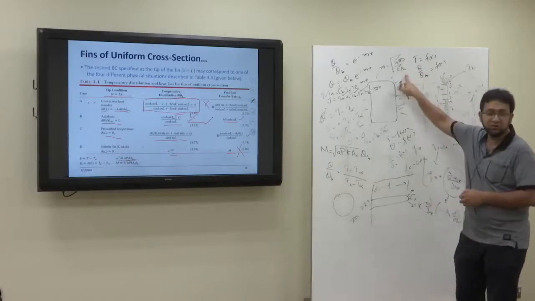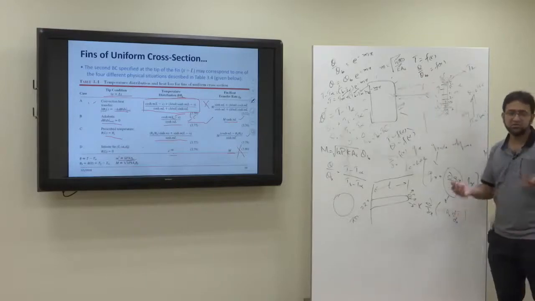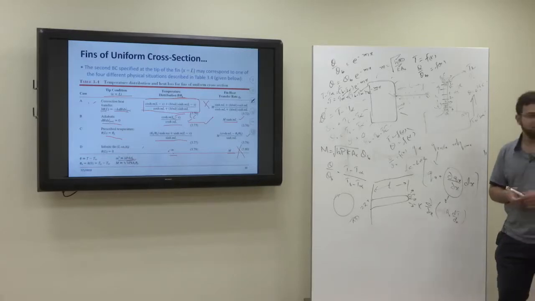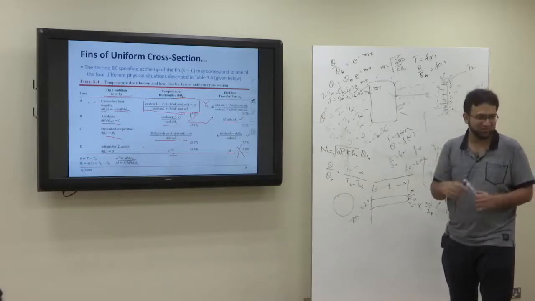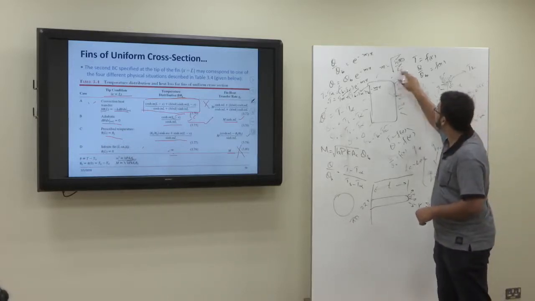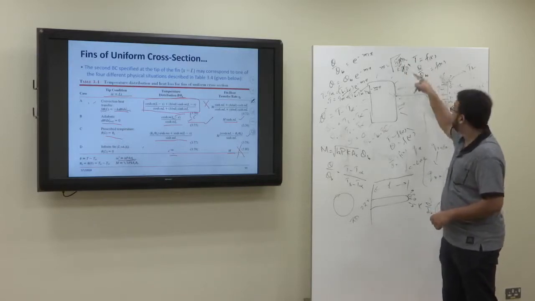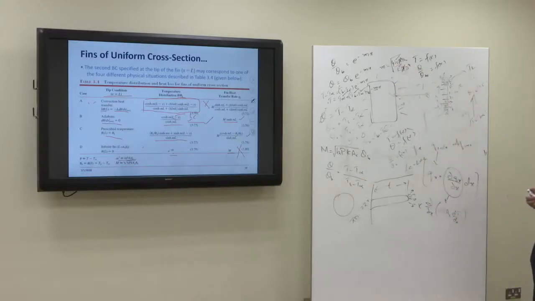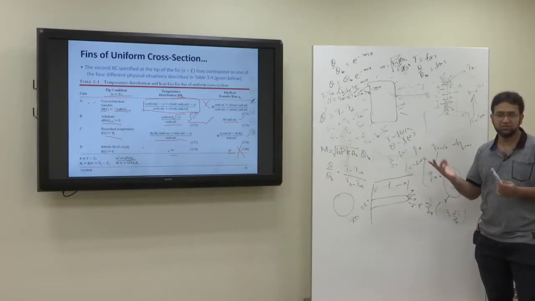Now tell me, what will be the formula for A_c? Cross-section area. What's the formula for A_c? Pi by 4 D square. Okay. So I substitute here, A_c is pi by 4 D square. Pi will cancel here, one D will cancel with this, and the 4 I can take to the top side. Okay. So we have 4h upon kD. Right? 4h upon kD.